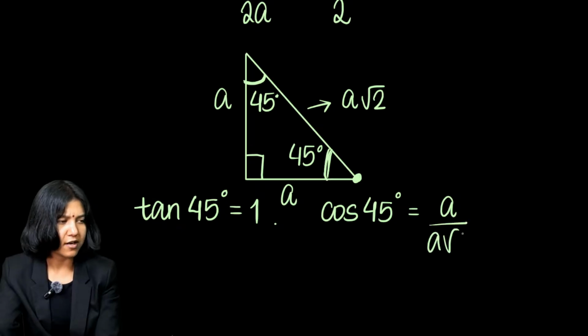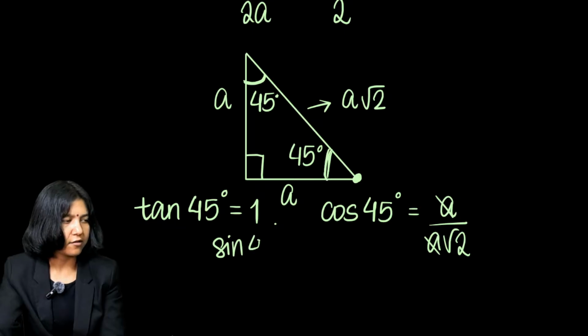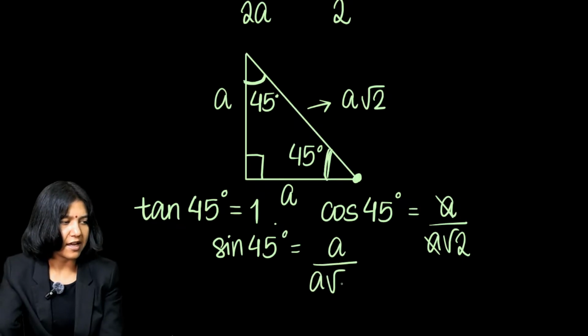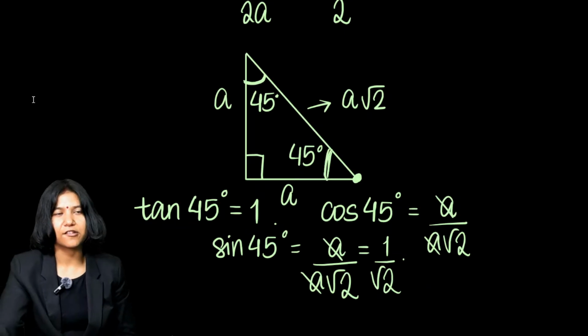giving you 1 upon root 2. Likewise for sine as well, if you look from that angle or whichever 45 you choose, it's the same thing, it's not making a difference, yeah. You are going to take a upon a root 2, opposite upon hypotenuse, again 1 by root 2. So this is how you get the different ratios of all the angles you want.